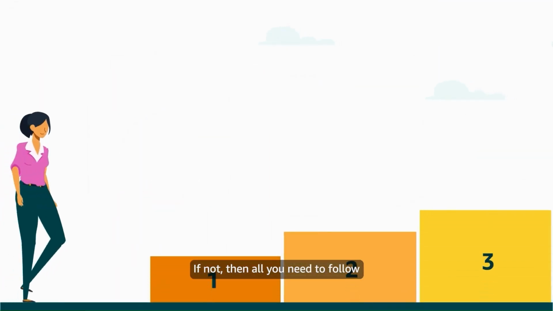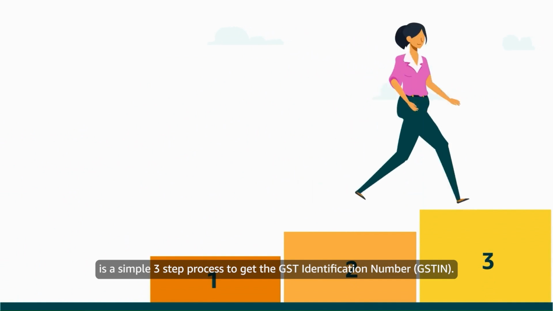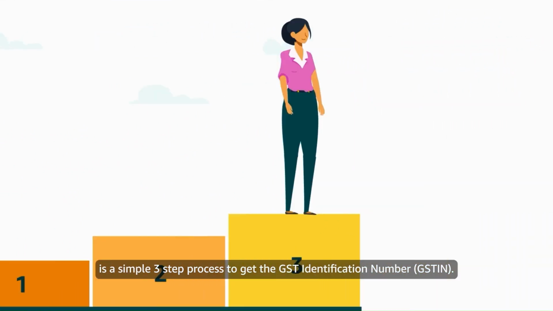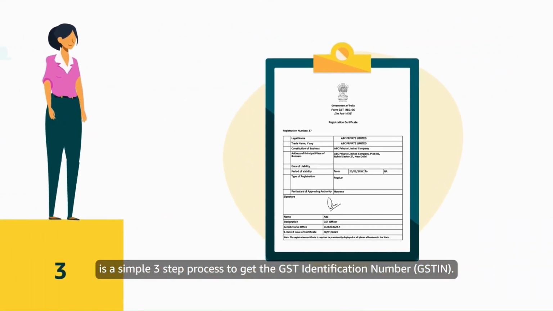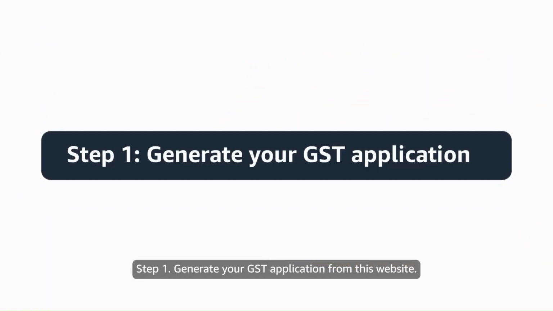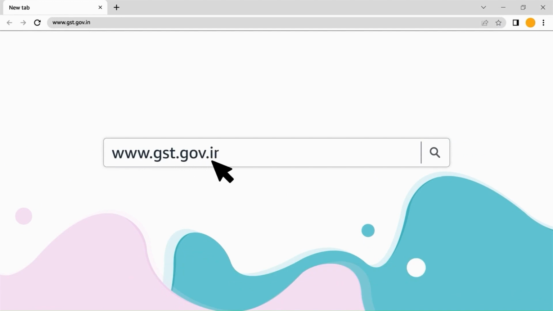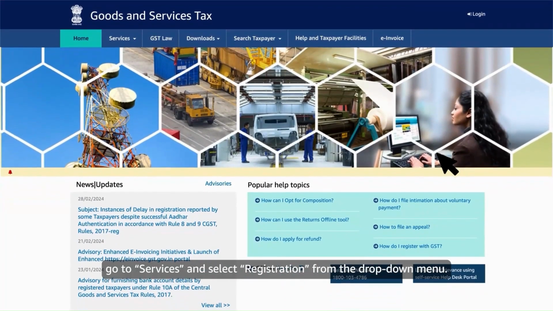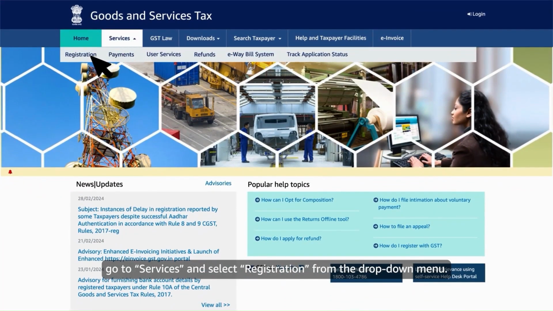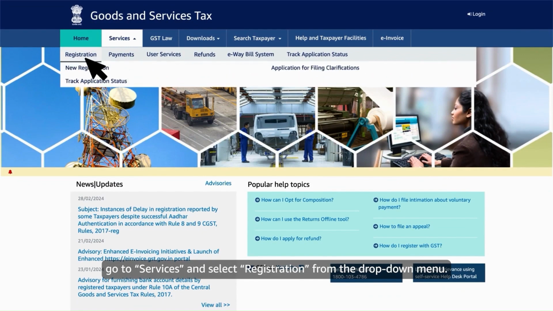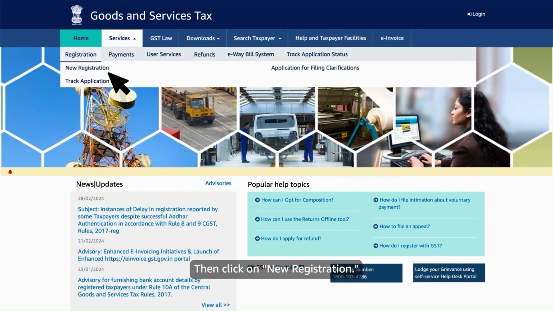If not, then all you need to follow is a simple 3-step process to get the GST identification number or GSTIN. Step 1. Generate your GST application from this website. On the home page, go to Services and select Registration from the drop-down menu. Then, click on New Registration.